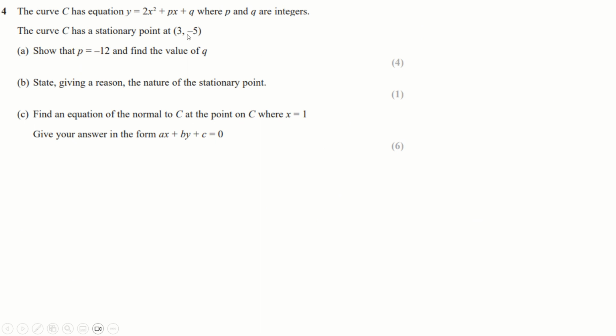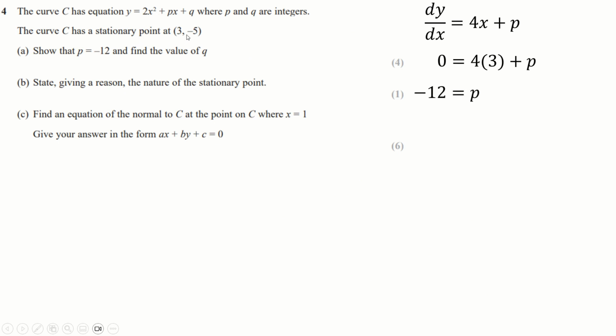So now we have this equation here, we've got a stationary point here. So if we find out dy by dx, we can just do that as soon as we read stationary point. Stationary point is dy by dx equals 0. So we'll set that to be 0, and we know it's 0 when x is 3. So we'll shove x as 3 in, and we'll get p as minus 12. So that's fine, that's that done.